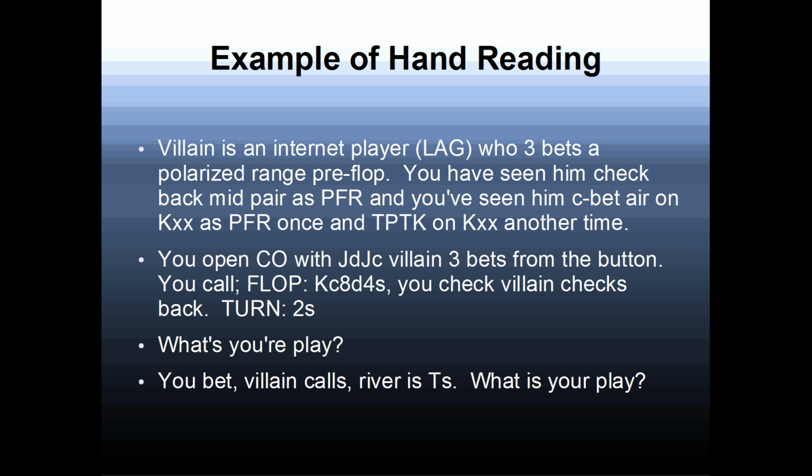So let's say we bet half the size of the pot, and I think that's probably about right with jacks. We want to get value from 10s, from 9s if he has them, 8-7 suited, 5-4 suited. So we bet, villain calls, and the river is the 10 of spades. What's your play here?